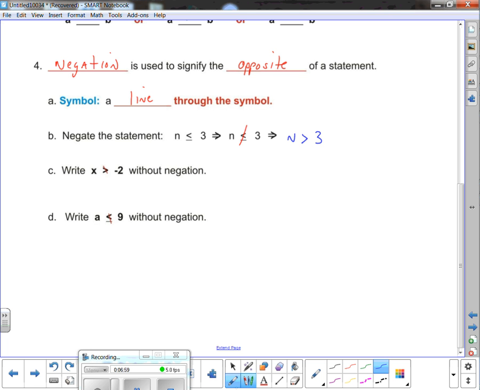Write x is not greater than -2 without negation. So hopefully, again, you got the x. Reverse the arrowhead. There was no line under, so now you need a line under, right? Pretty simplistic. And go ahead and finish up D. And hopefully you're following along now. And now you know to say A is greater than 9, right? Pretty simplistic, the aspect of negation. So get your symbols correct and be ready for some negation.